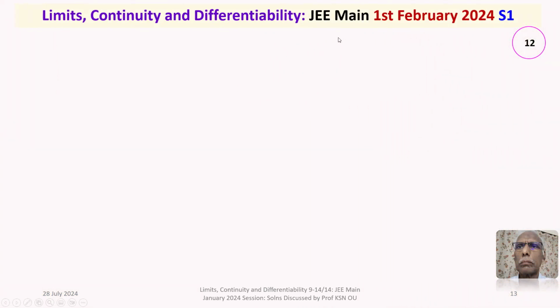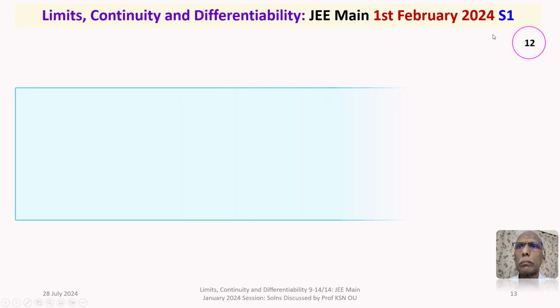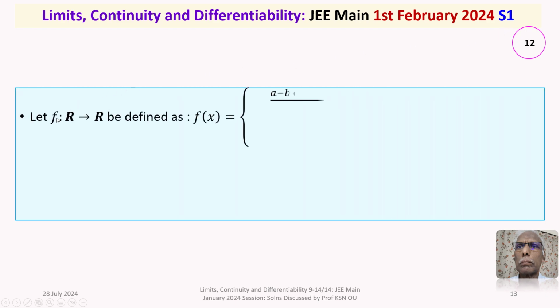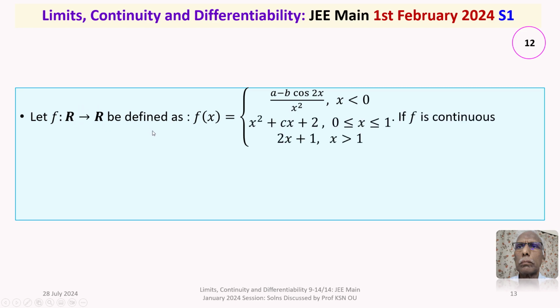The given question has appeared in the JEE Main exam held on 1st February 2024 in the first shift. The given question is, let f be a function from R into itself, where R is the set of real numbers, defined as f of x is equal to (a minus b cos 2x) by x square when x less than 0; when 0 less than or equal to x less than or equal to 1, f of x is given to be x square plus cx plus 2; when x greater than 1, f of x is given to be 2x plus 1.